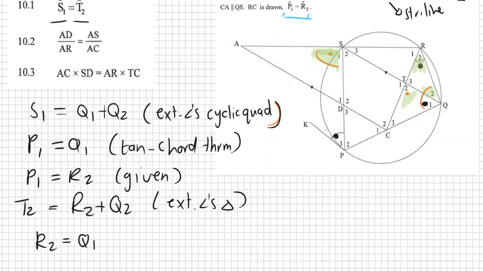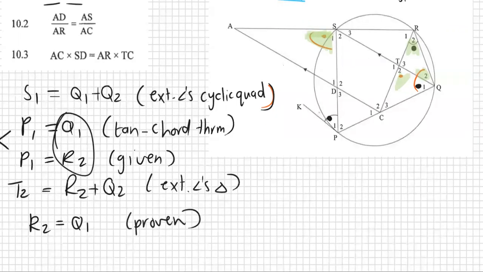Which we already proved. Did we already prove that? R2 is equal to Q1 because they're both equal to P1 over here. R2 is equal to Q1. Okay. This is proven.